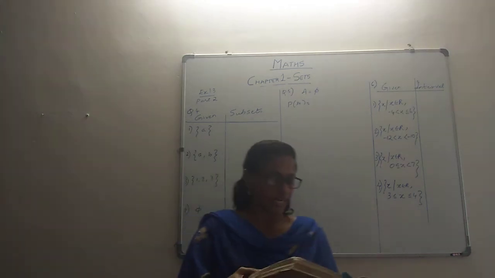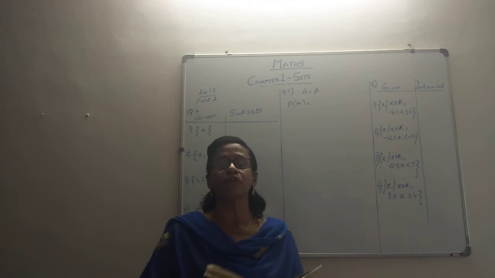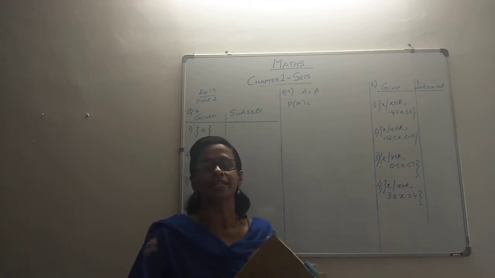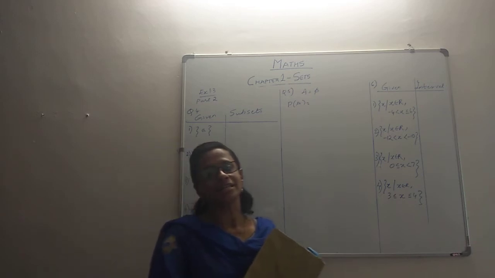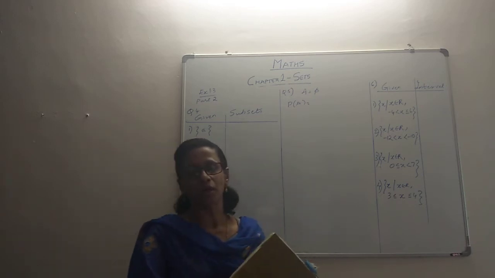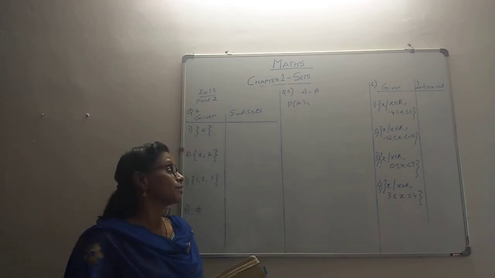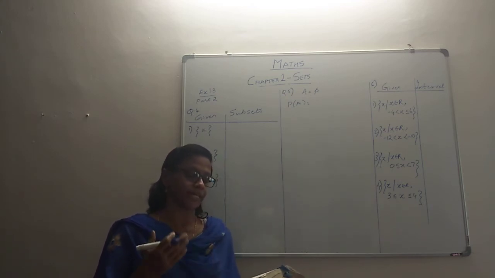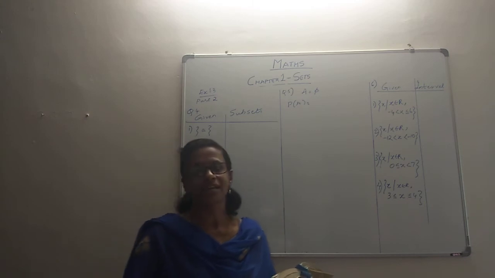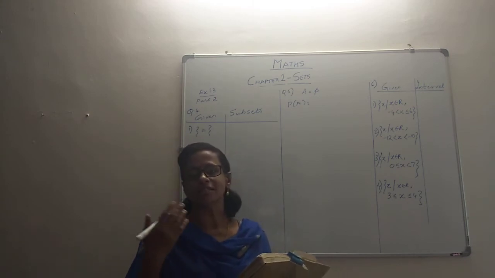Hello folks, we are coming to the next part of the video for exercise 1.3, part 2. In the previous part we had seen the subset of a given set, how you go about those. Now in this part we are dealing with questions where they give us a set and ask us to list the subsets.